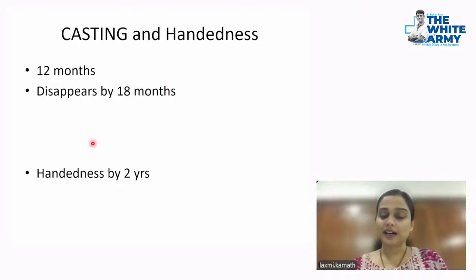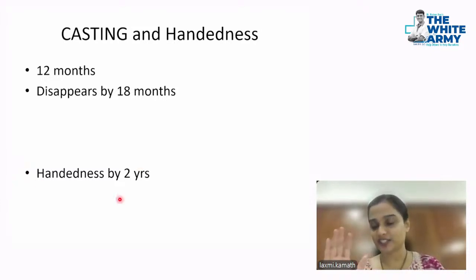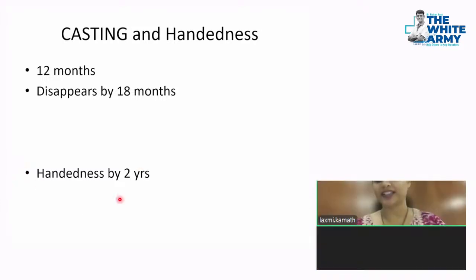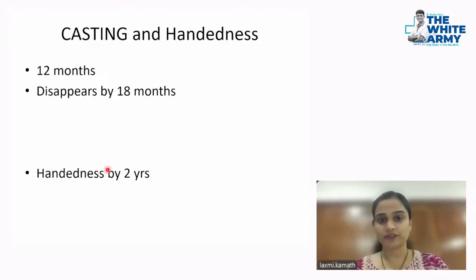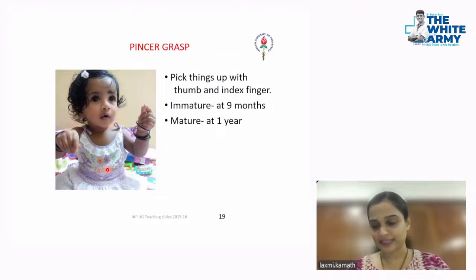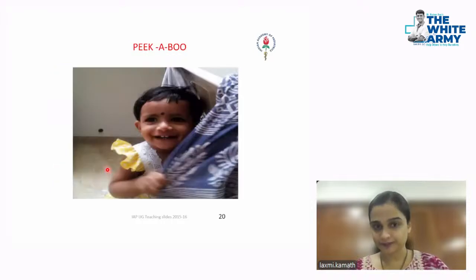So followed by this casting will always be handedness. That means whether the child is right-handed or left-handed is generally known by 2 years of age. So by 2 years of age, we'll know about the handedness. So I think the slides have jumbled a little. So this is the pincer grasp that we spoke of.